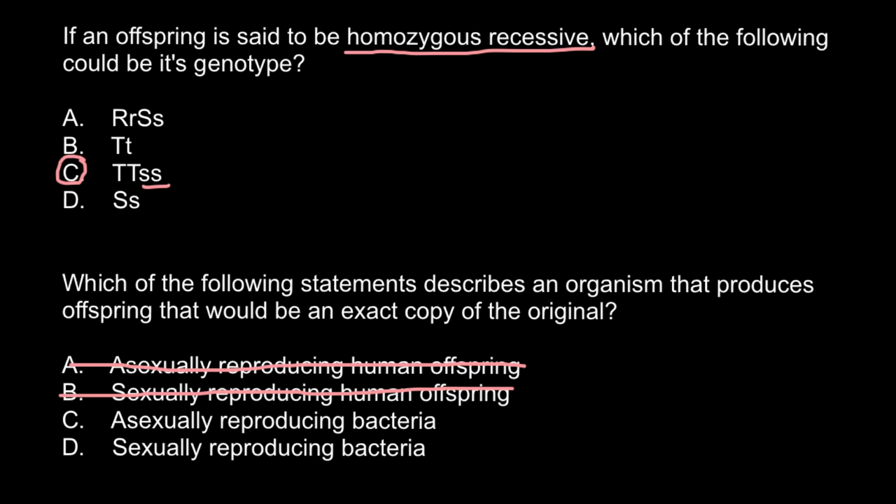And now we're left with 2 answers: asexually reproducing bacteria and sexually reproducing bacteria. Sexually reproducing bacteria means that some kind of recombination happens, so the offspring wouldn't be an exact copy of the original. So the correct answer, you see, is answer C, asexually reproducing bacteria, which would produce offspring that is going to be an exact copy of the mother cell, and recombination wouldn't happen.